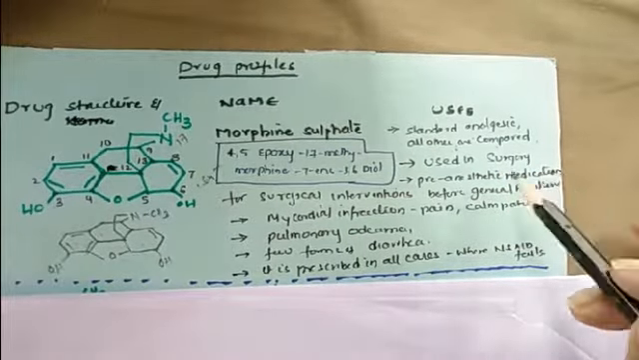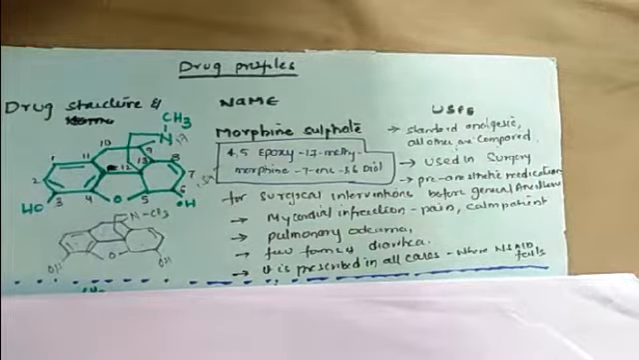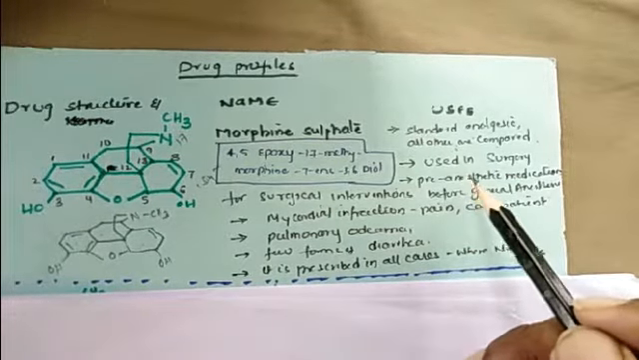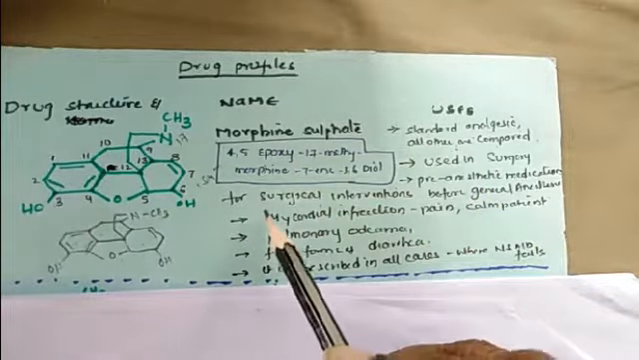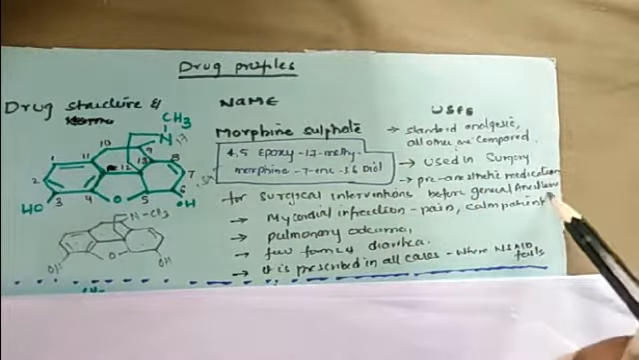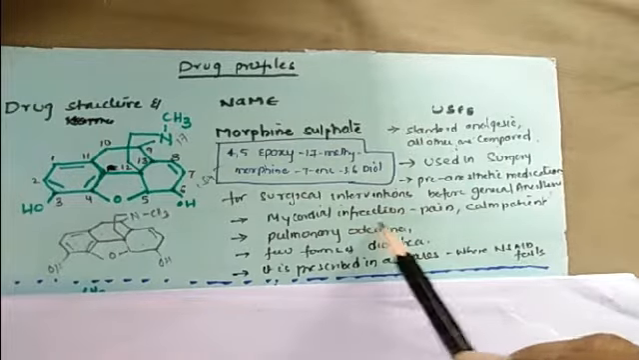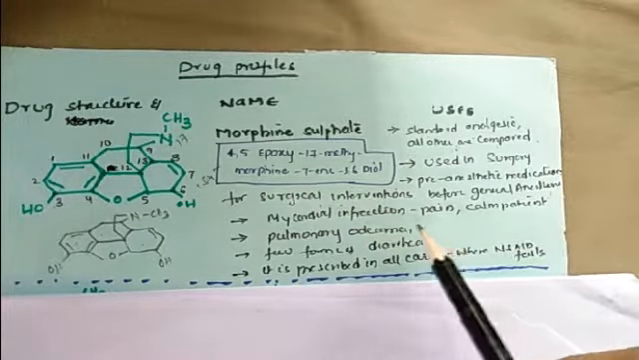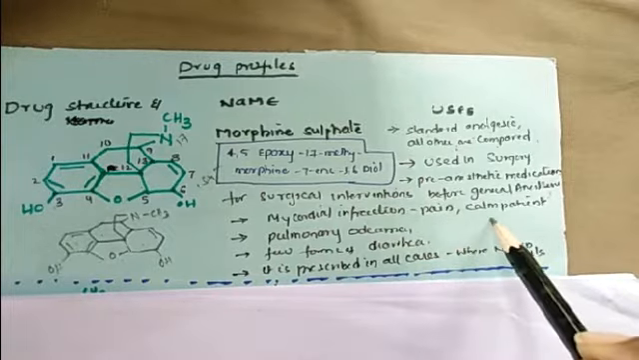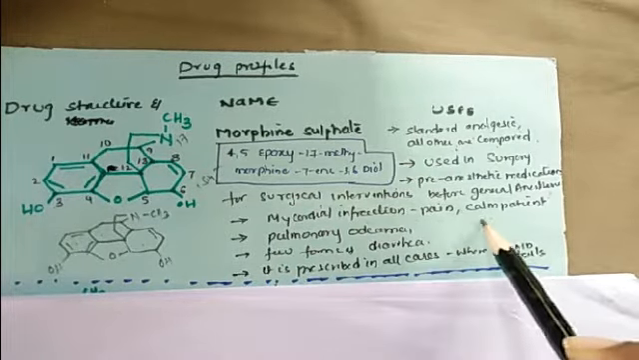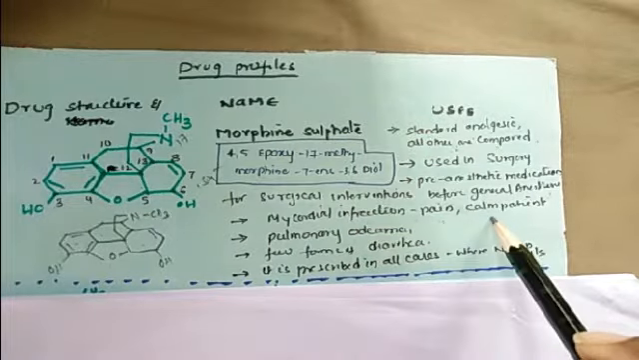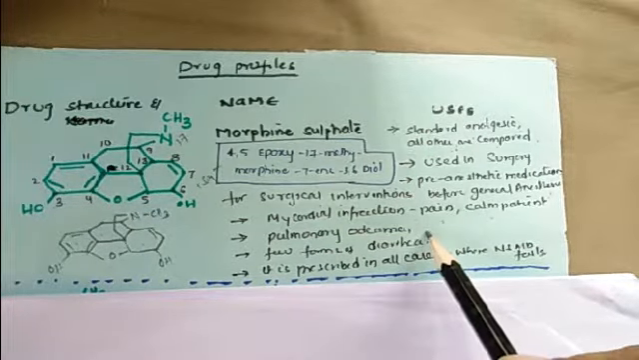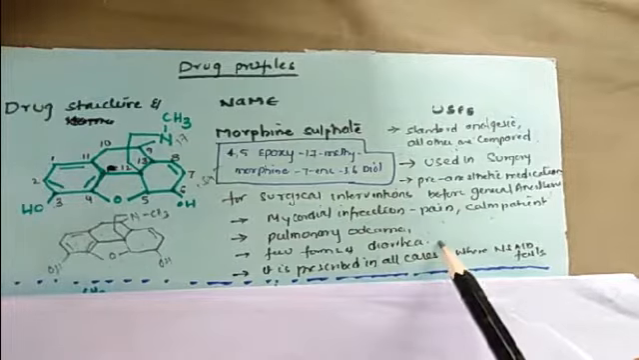Pre-anesthetic medication. Pre-anesthetic medication means before giving general anesthesia, morphine is given to the patient to make him stable for surgical interventions. It is also used for the treatment of pain associated with myocardial infarction, as well as to calm the patient. And it is used in pulmonary edema and a few forms of diarrhea.